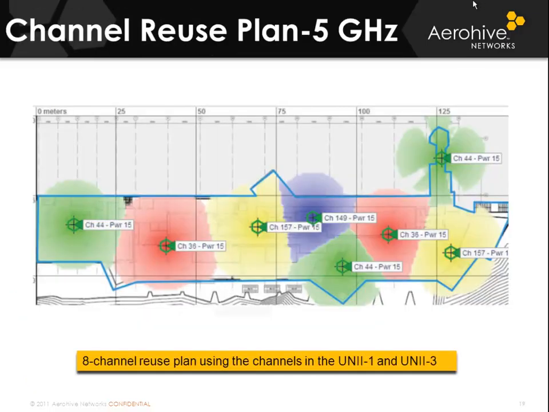This is an example of a channel reuse plan in 5 gigahertz. Sticking strictly with Uni 1 and Uni 3, you can co-locate 8 access points in the same physical space without being required to use the same channel.